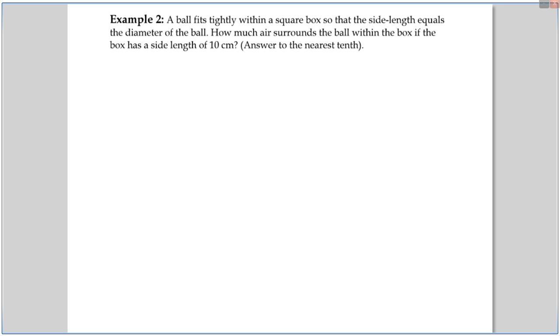Okay, so like most problems in math, if you could just read it and get it down, then you could solve the problem. Sometimes we have issues with reading, okay? So let's take a look. A ball, what shape is the ball? Sphere, okay? Fits tightly within a square box. What's a square box? Cube. So we have a sphere and a cube, so that the side length equals the diameter of the ball. Can you guys imagine that? Imagine a box where when you put a ball in it, it fits perfect.